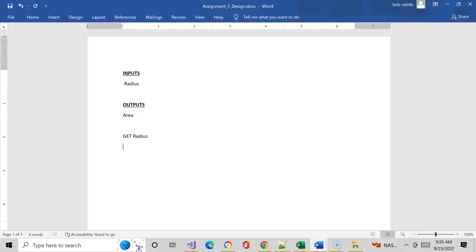All right, so my next thing is I have to solve for my output, area. So my area is pi r squared, right? And so how are we going to write that?